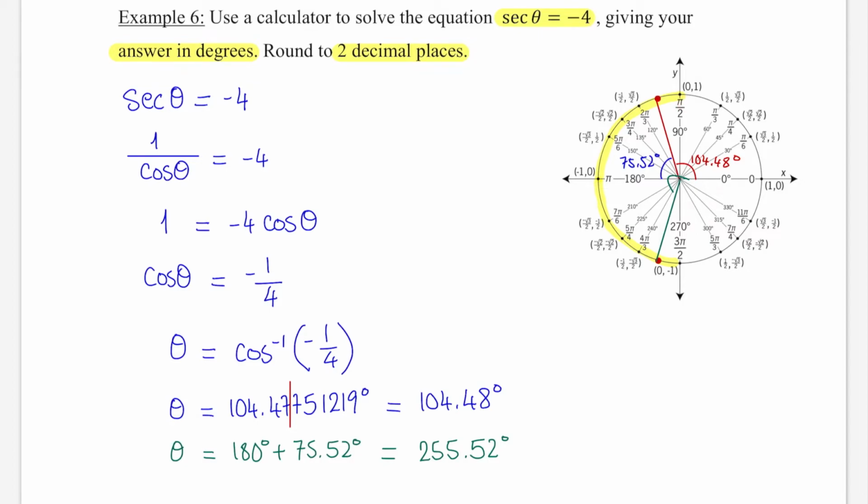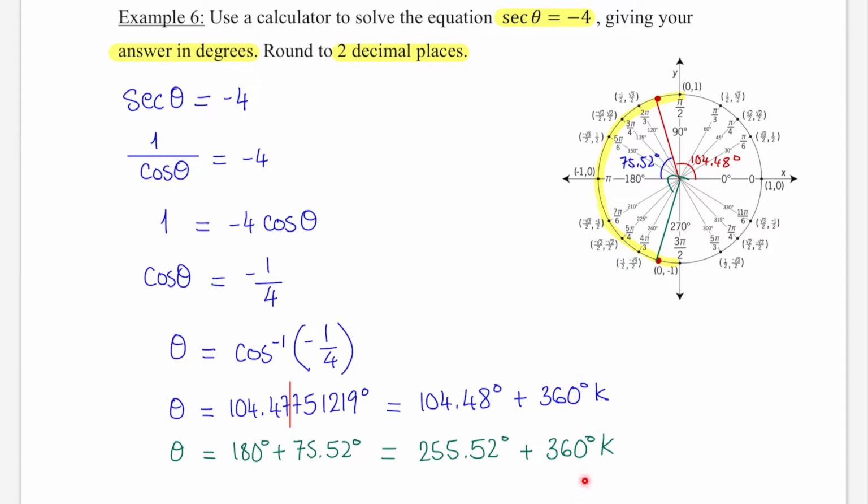So my answers are 104.48 degrees plus 360k and 255.52 degrees plus 360k.